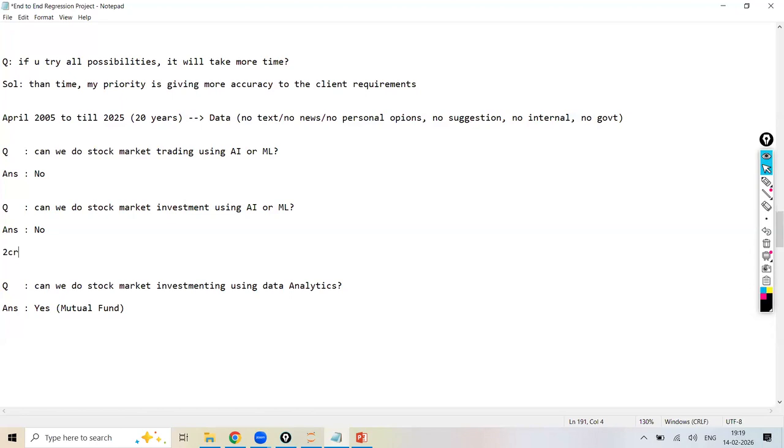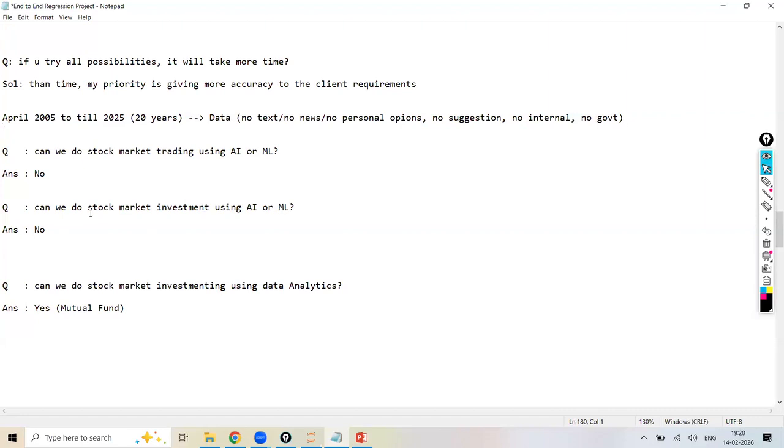With that 2 crore, if I can make money, I need not work in Naresh IT. Simple. If AI can predict everything and give profits, right? Answer is no. Why? Because it will not only depend on the data, it will also depend on multiple other parameters.